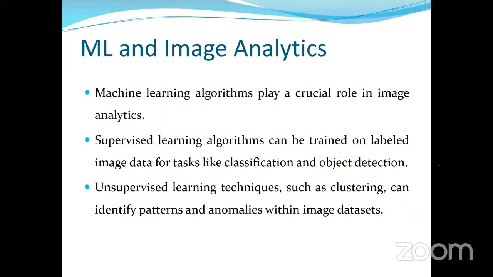So machine learning algorithms play a crucial role in image analytics. There are supervised learning algorithms. When the data is labeled, it is called supervised learning. When you have unlabeled data, data that is not annotated, unsupervised learning techniques are used. So it can be clustering, it can be pattern identification. There may be dealing with anomalies within the data set, image data sets.